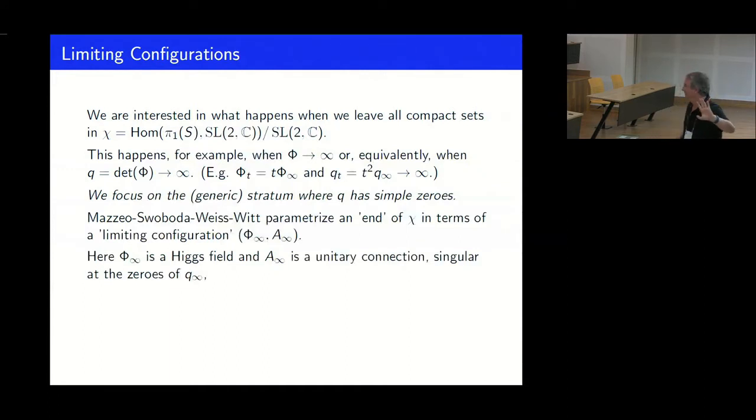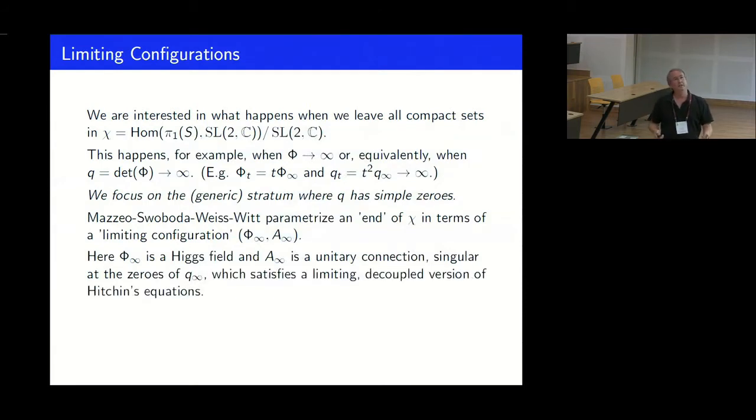Here, phi infinity is a Higgs field, a plain old Higgs field, but A infinity still remains a unitary connection, but it develops singularities at the zeros of the quadratic differential. And that's the only actual singular aspect of it: it has fairly mild singularities at these zeros, but the connection develops singularities there. And I think as I go through, I will implicitly describe why one should expect singularities at the zeros.